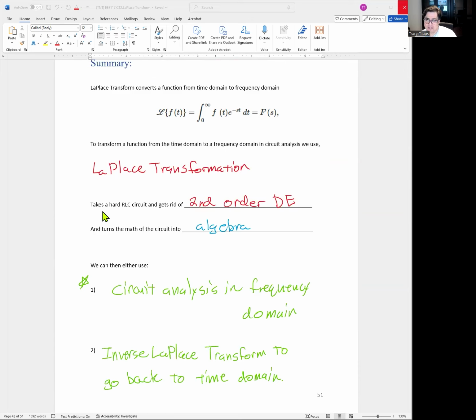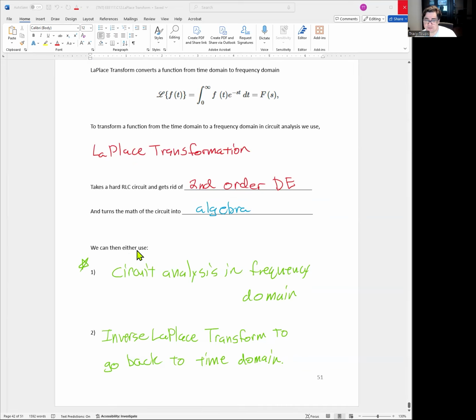Because remember, time-domain tasks are hard. This transform takes a very hard RLC circuit and gets rid of second-order differentials and turns it into algebra. Remember, everything is literally just algebra. We could then either use the circuit as is for a frequency domain analysis, which is most of what electrical engineering does, so that's why I put a star here, or you can do an inverse Laplace transform to go back to the time domain. Those are your two options, where 90% of it is going to be the first one.